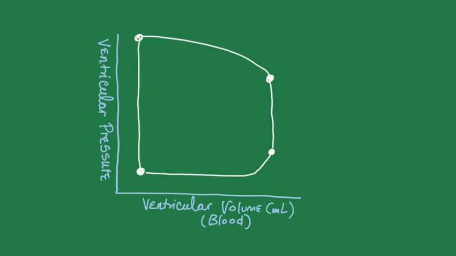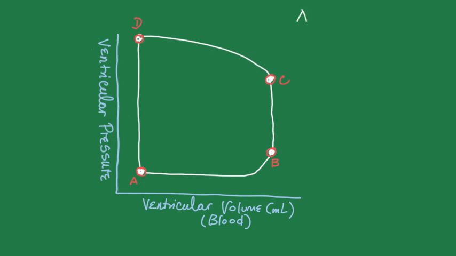The four dots are the actions of the valves. The dot on the lower left corner is A, and that is AV valves open. B is AV valves close. C is SL valves open. And D is SL valves close.